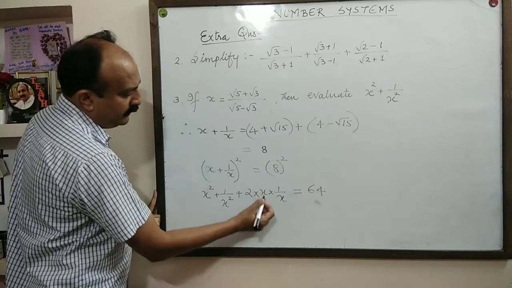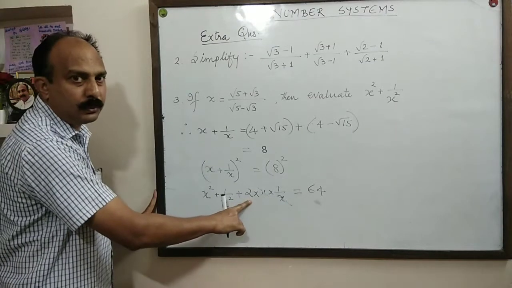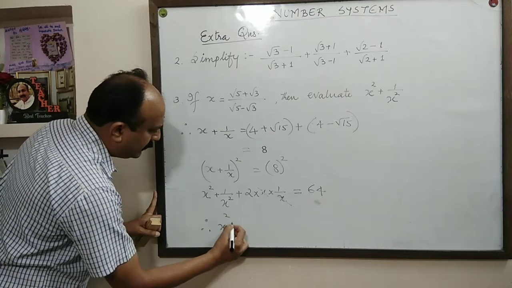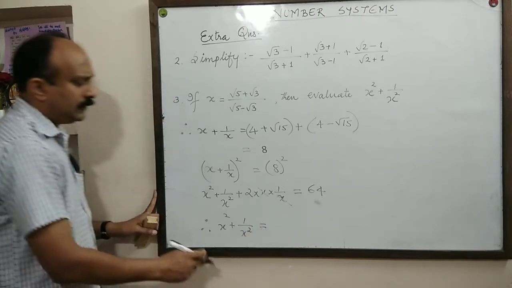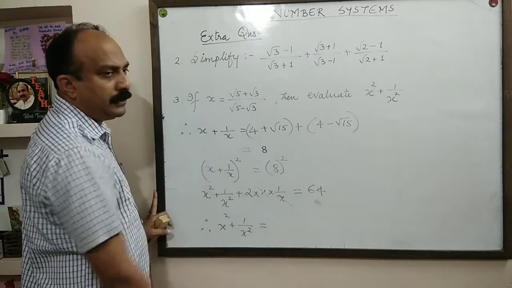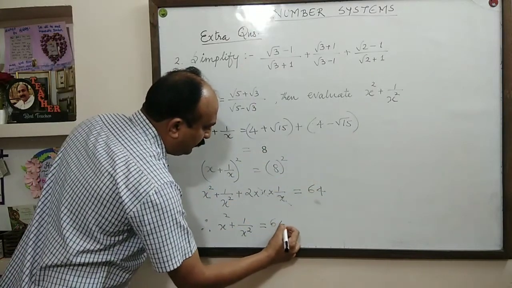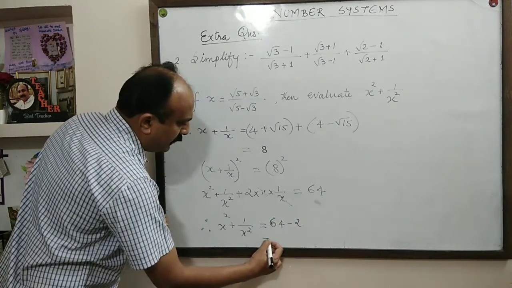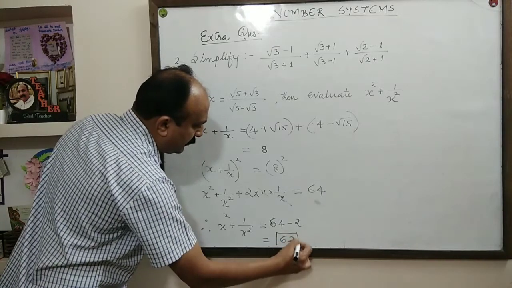This x into 1 upon x will get cancelled. What will be left out? Plus 2. Therefore, x square plus 1 upon x square is equal to, see what is this actually? Plus 2, only 2. X and 1 upon x got cancelled. Take this 2 to that side. 64 minus 2, that is 62 is the answer.